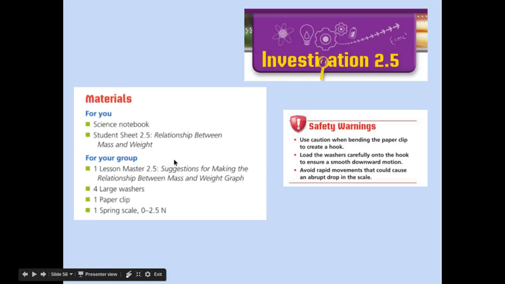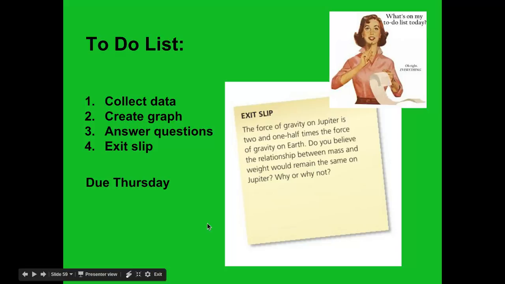You do get a sheet from us. It's a graphing sheet that has a data table and a place to graph. So your to-do list today is to collect data from the washers and see how much each one weighs in newtons. You're going to create a graph. There are some questions to answer, and then there's an exit slip that you can see off to the right.